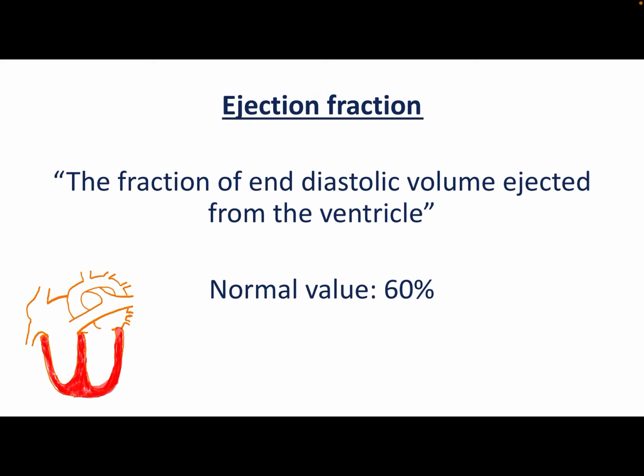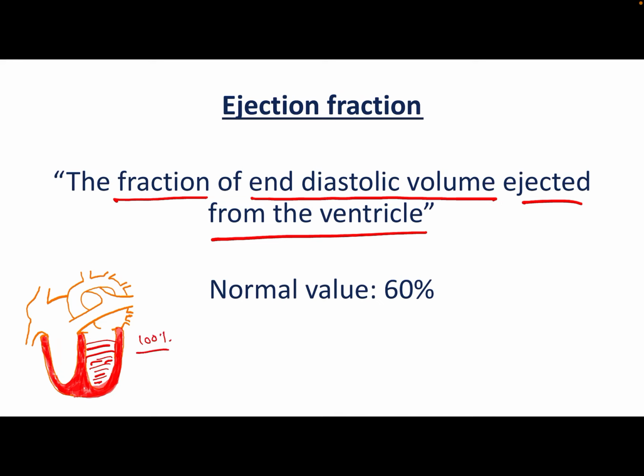Ejection fraction is the fraction, that is the percentage, of the end diastolic volume ejected from the ventricle. Suppose 100% of the blood is present. Out of this 100%, 60% of the blood is ejected from the left ventricle into the aorta. So the ejection fraction here will become 60%.